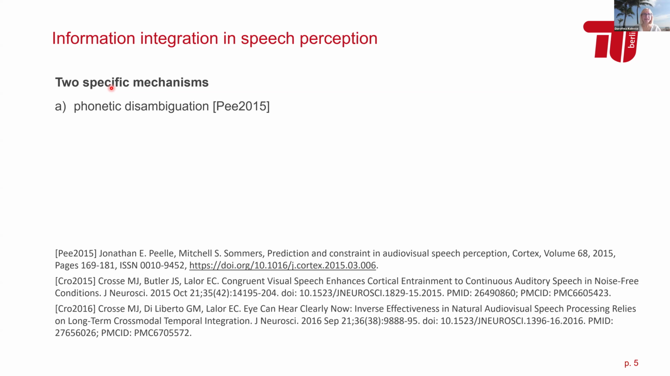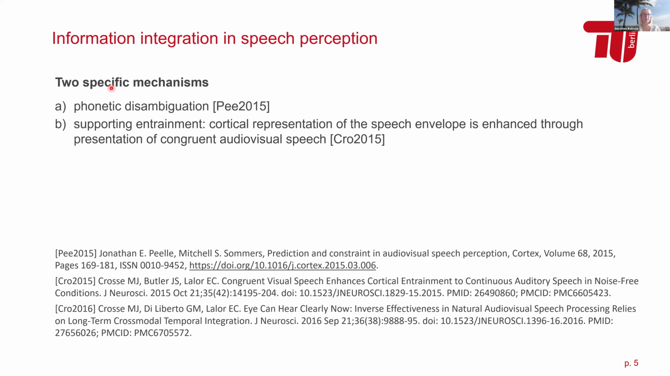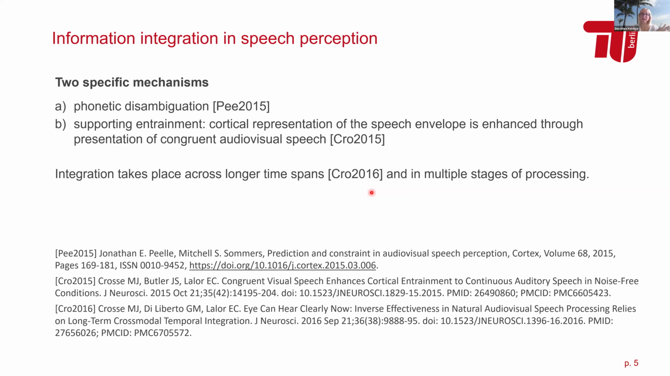A second effect that's also very important, though, is the support of entrainment. You know that the speech envelope is represented in the cortex, and this representation is enhanced if you're presented with congruent audiovisual speech. And this audiovisual integration really takes place across longer time spans and also in multiple stages of processing.